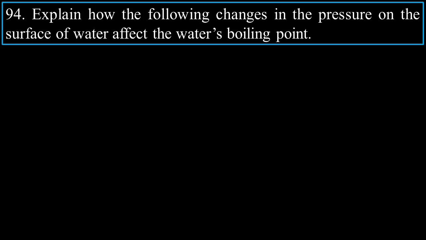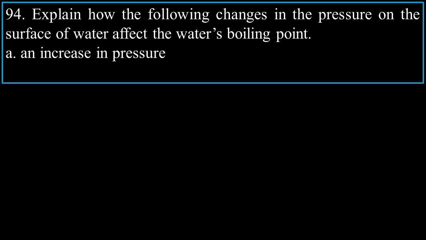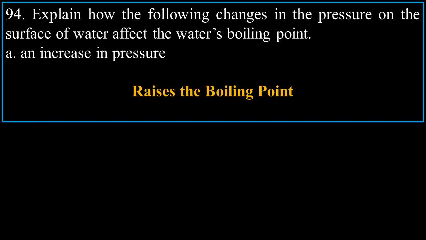Explain how the following changes in the pressure on the surface of water affect the water's boiling point. So we're going to look at pressure and boiling point. Okay, an increase in pressure, that's going to increase boiling point, because the higher the atmospheric pressure, the higher the vapor pressure, the higher the vapor pressure, the higher the boiling point. So it's going to raise the boiling point, and that's what we predicted.